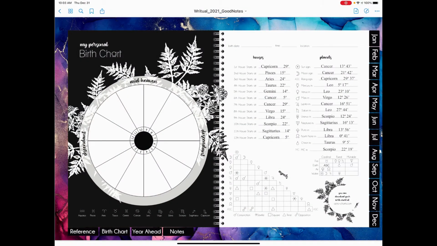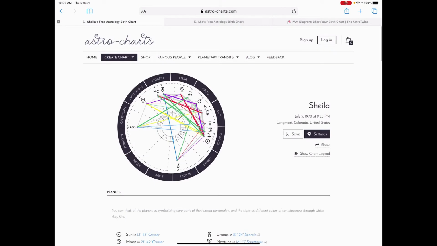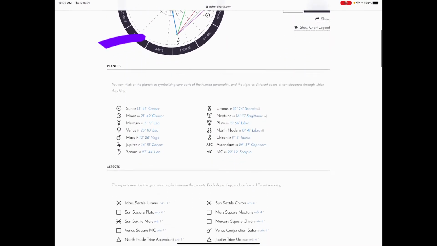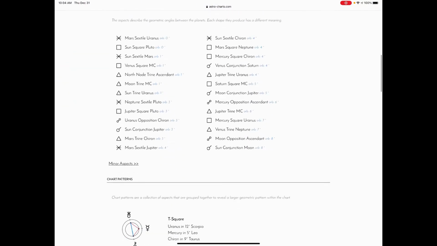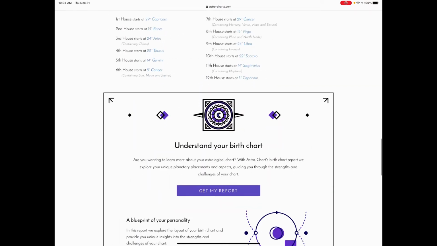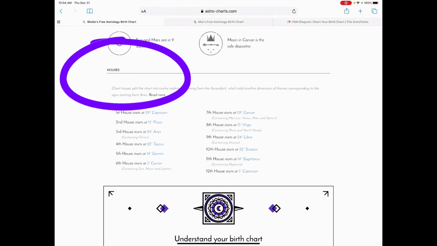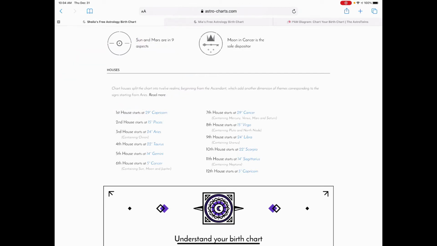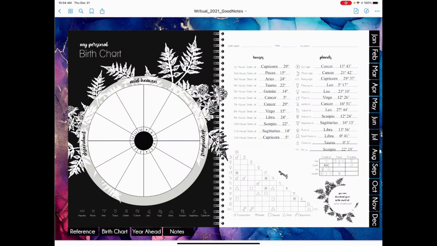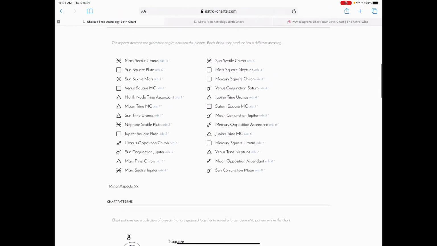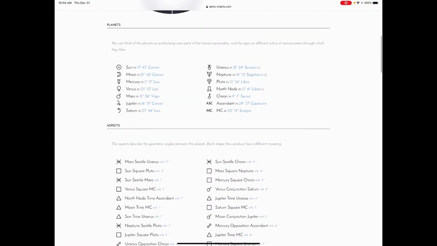Then over on the right side here, you have your houses and your planets. This information also you can find on AstroCharts. As you scroll down, the first section is your planets, and then if you keep going, down, down, down, there's your houses. That's all the information that you can then pop over into your journal. Now these charts at the bottom, the one that's kind of stair-stepped, your aspects, this information you're going to find on AstroCharts right under your planets.